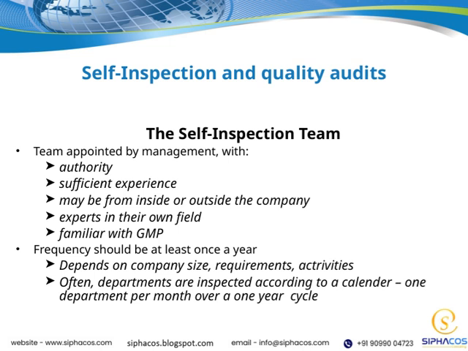What really matters is that they are experts in their own areas and are familiar with good manufacturing practices, or GMP. In terms of frequency, self-inspections should happen at least once a year. However, the actual schedule can vary based on the company's size, specific requirements, and activities. Often, companies plan their inspections according to a calendar, inspecting one department per month over a year. This systematic approach helps ensure all areas are regularly reviewed.